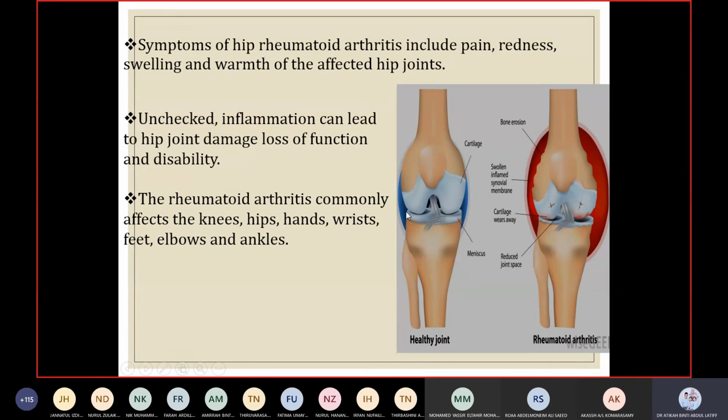If you imagine this is a normal joint, and this is rheumatoid arthritis, they have inflammation. Also, because of the attack from our own immune system, it attacks the cartilage and causes pain in this area. There is also reduced joint space because it also attacks the synovial fluid. Rheumatoid arthritis commonly occurs in the knees, hips, hands, wrists, feet, elbows, and ankles.